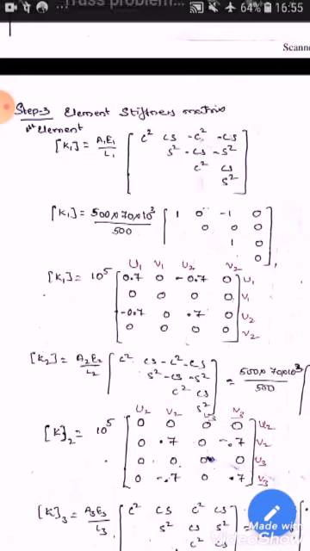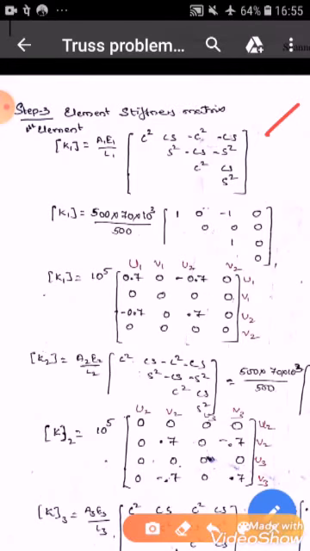Element stiffness matrix K1 is A1 E1 by L1 times C square, CS, minus C square, minus CS; CS, S square, minus CS, minus S square; and so on. That is the formula for your truss. These are the formulas, and the minus signs are for the terms in the off-diagonal blocks.